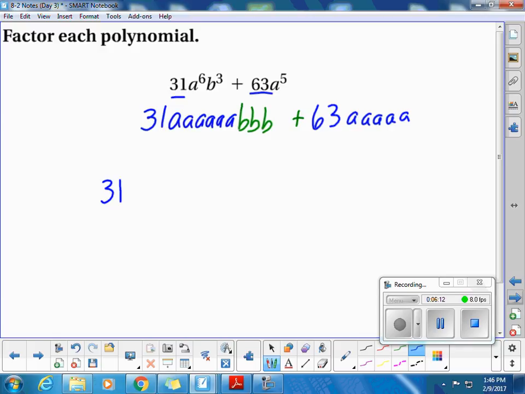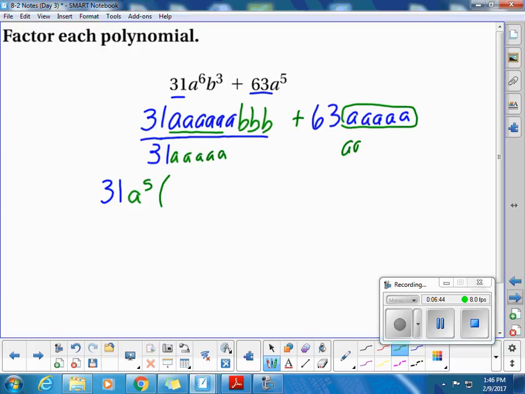So if I'm going to divide by something, well, I already said it would be 31. I have to look at the number of a's that I have. So I have 1, 2, 3, 4, 5 a's here. And I have 1, 2, 3, 4. Hey, I have at least 5 a's there, so I can take out a to the 5th. And b's, I don't have any b's in the second term, so I can't take any b's out. So I'm taking out a to the 5th.